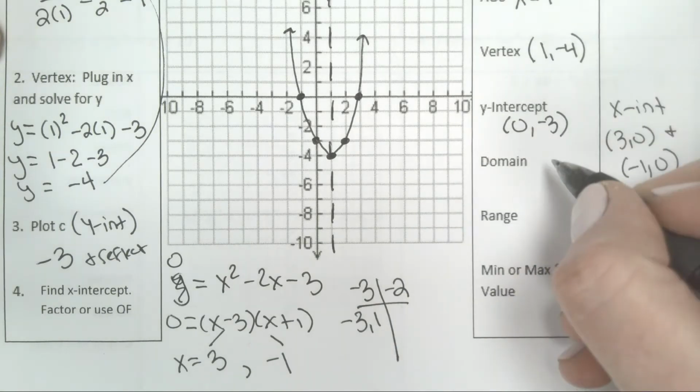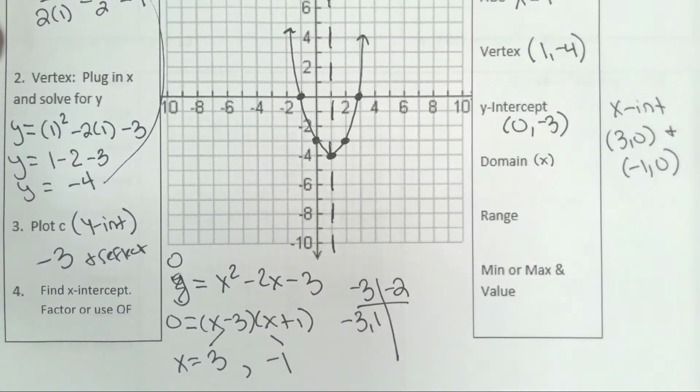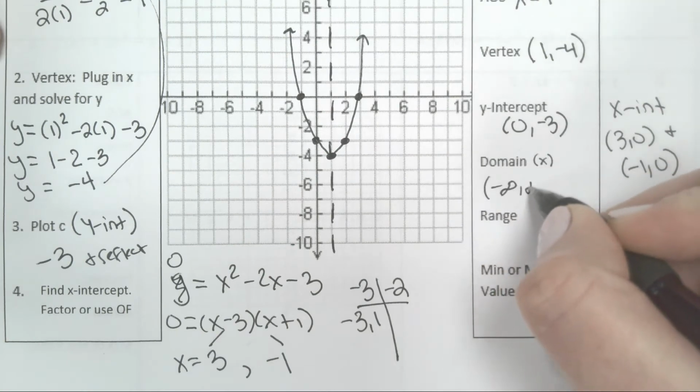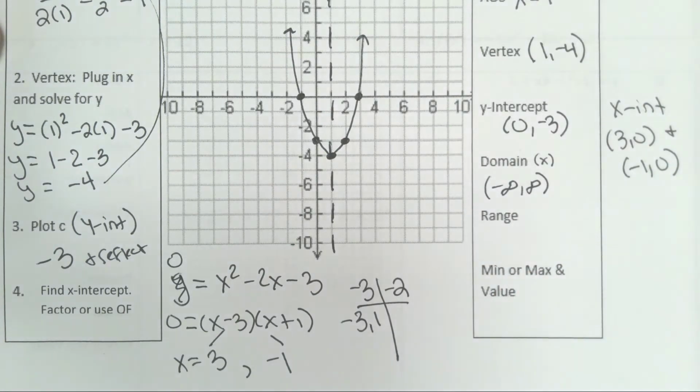Your domain. So that means those are your x values. What could you plug in? And that was all real numbers. And we say all real numbers go from -infinity to infinity.